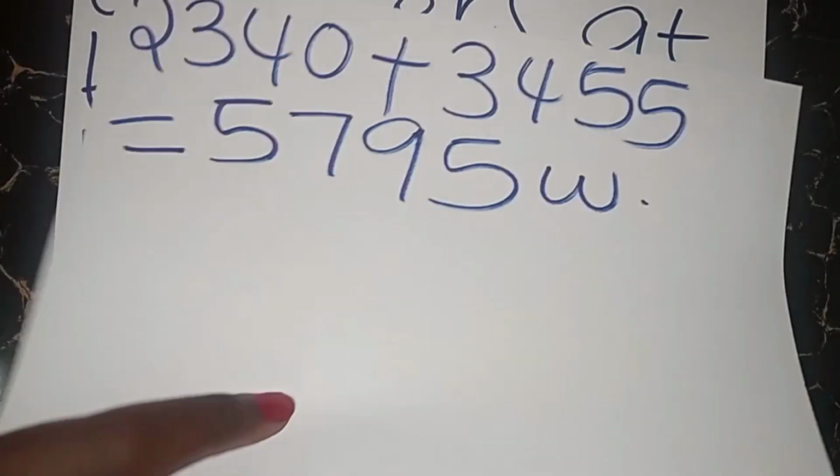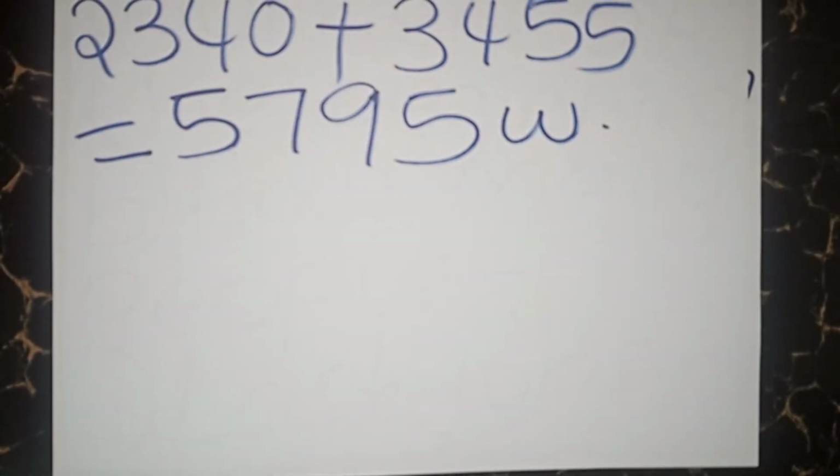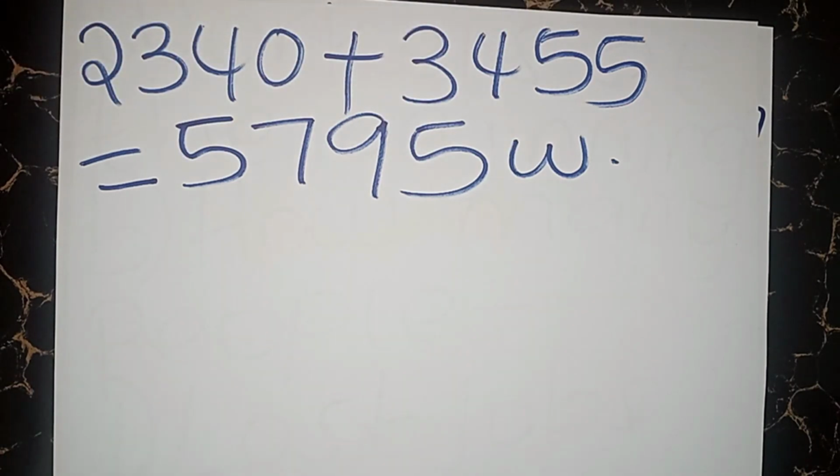We'll do that by calculating the total number of workers that are in those 2 companies. Company A has this number of workers and B has this. When you add, you get 5,795 workers. And we've been told that they laid off 1 worker for every 5, meaning that out of 5 workers, 1 of them lost their jobs. Are you together? Now that we know how many people worked in those companies, we can easily calculate how many of them lost their jobs.